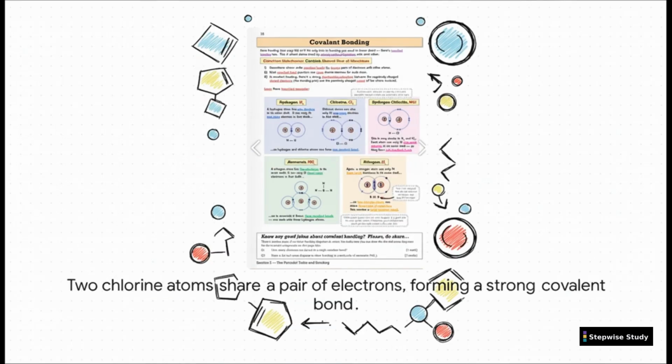Okay, now for covalent bonding, the sharing model. Here we have two chlorine atoms. Each one needs one more electron to feel stable and happy. So instead of one stealing from the other, they come to a little agreement. They each put one electron into the middle and share that pair. That shared pair of electrons creates a really strong connection, a covalent bond that holds them together as a single molecule.